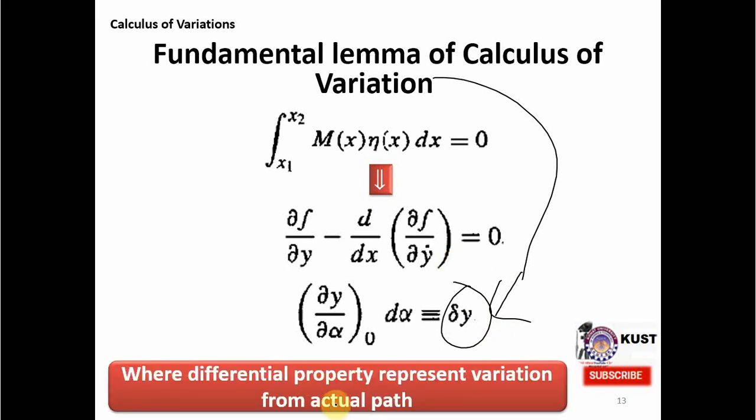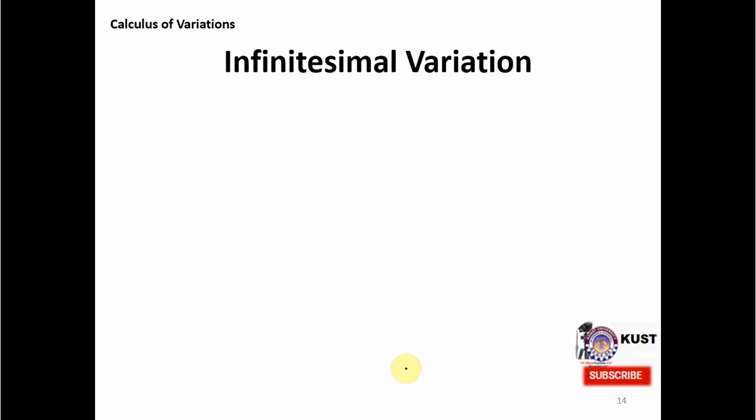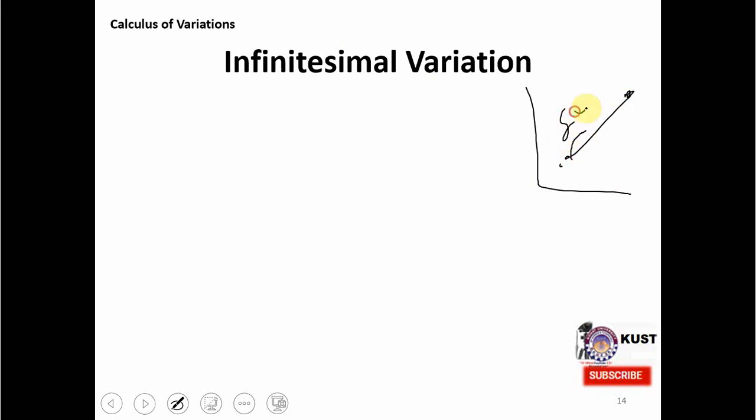Okay, so this differential property represents variation from the actual path, as I have already explained. The next thing is to make everything infinitesimal. By infinitesimal I mean very, very small, so the variation is a very, very small variation. Consider that we have an actual path between 2 points, and there is a very small variation, we call it delta y. If we put this variation equal to 0, then we will get the actual path. So this is the whole idea.